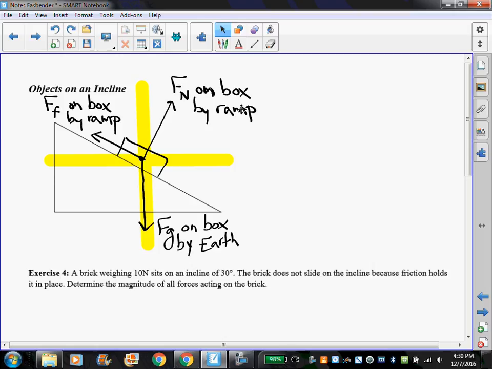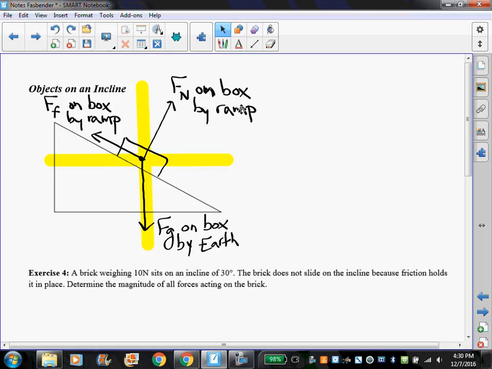But the normal force is pointed in the positive x and positive y direction, so we're going to have to break that up into components. And then the force of friction is pointed in the negative x and positive y direction, which means we have to break that one up into components as well. And I don't know about you guys, but having to break up 2 out of 3 forces into components every time I see an object sitting on an incline, well, that's tough. I don't think I really want to do that. But you don't have to.